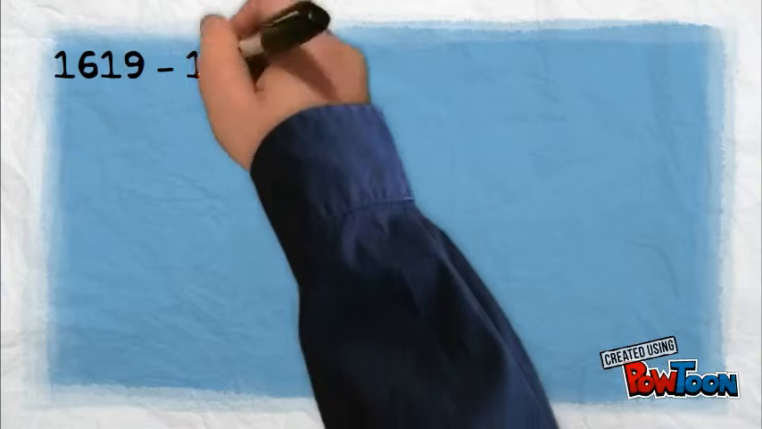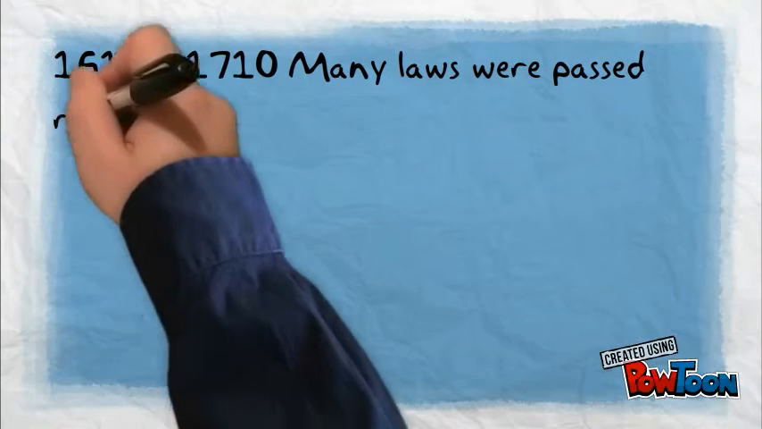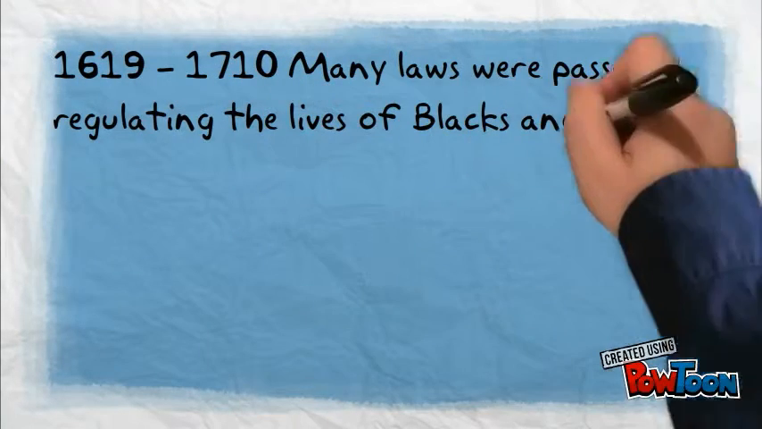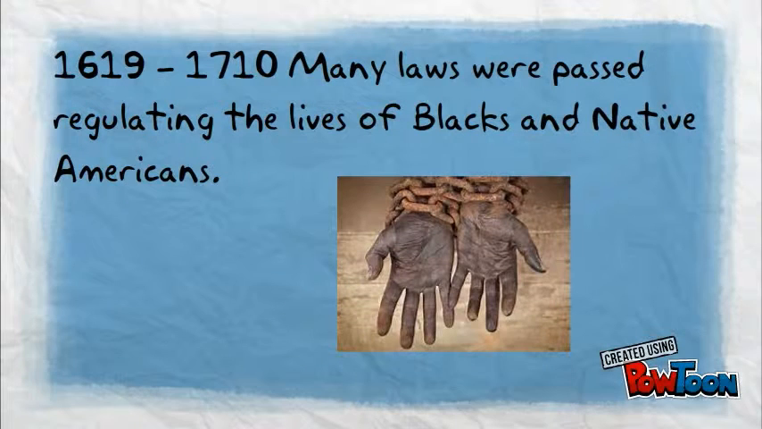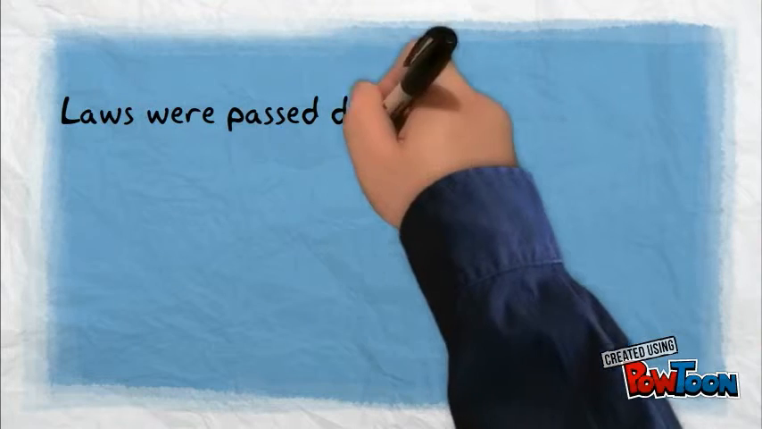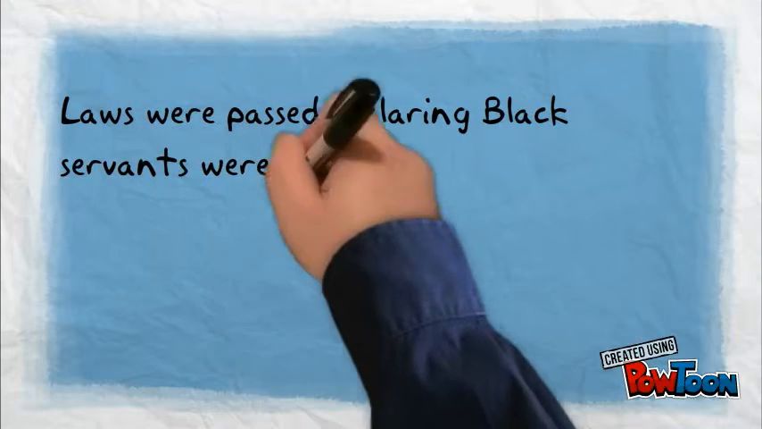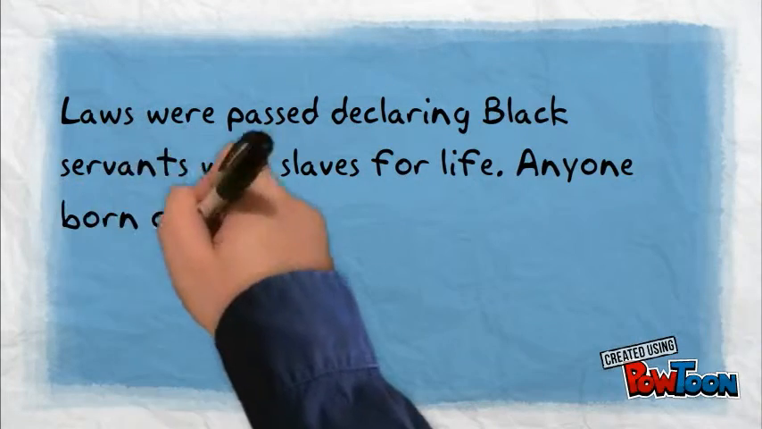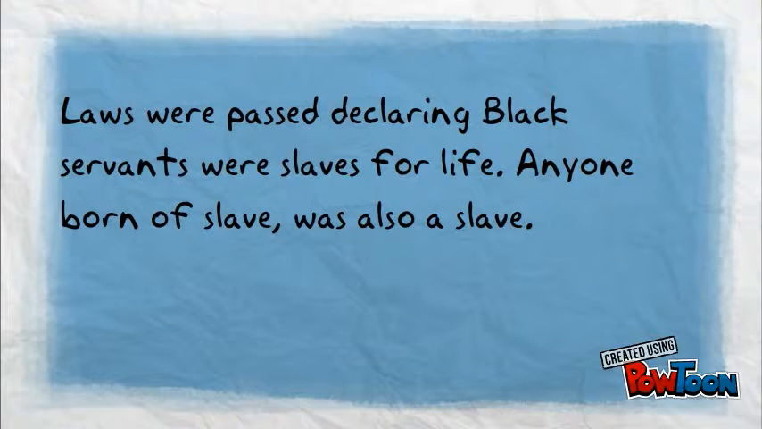From 1619 to 1710, many laws were passed regulating the lives of blacks and Native Americans. Laws were passed declaring black servants were slaves for life. Anyone born of a slave was also a slave.